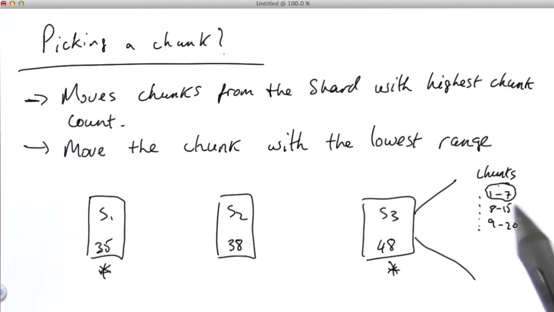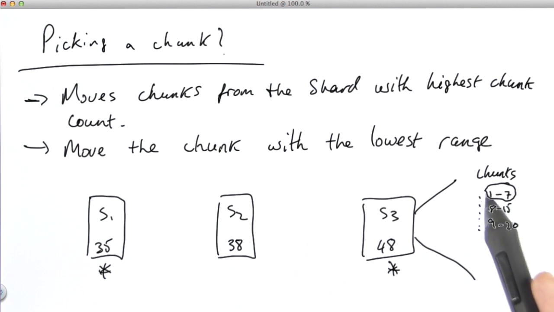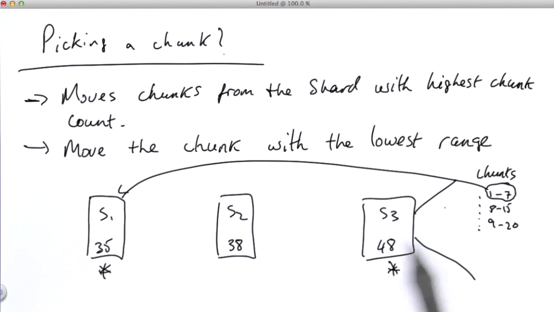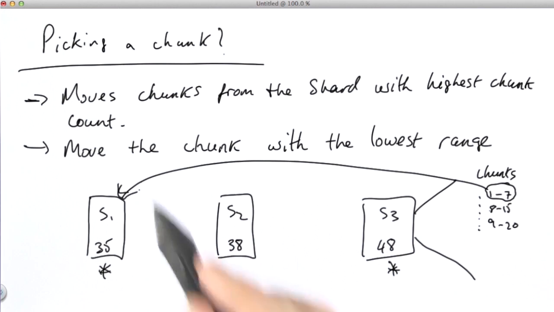So in this particular case, what's actually going to happen is this chunk is going to move from shard 3 to shard 1. And once that's complete, the metadata will be updated and everything else. We're going to take a much closer look at exactly what goes on as part of this migration process in the next section. But for now, let's just say that it moves from shard 3 to shard 1.